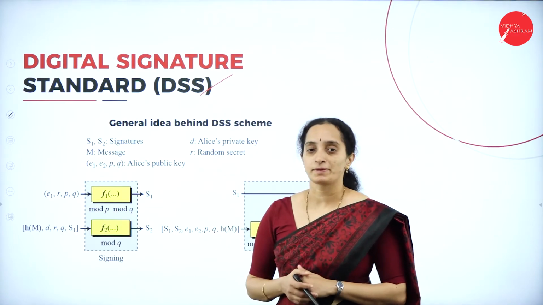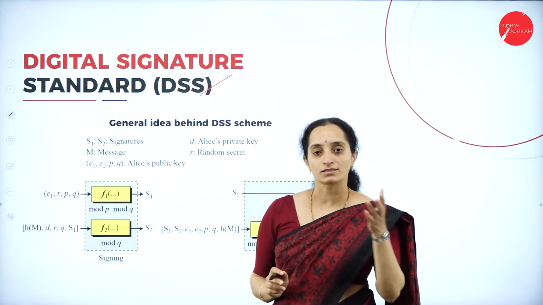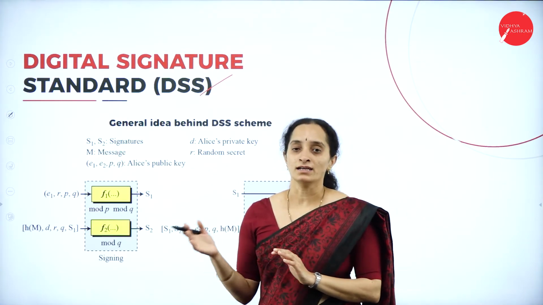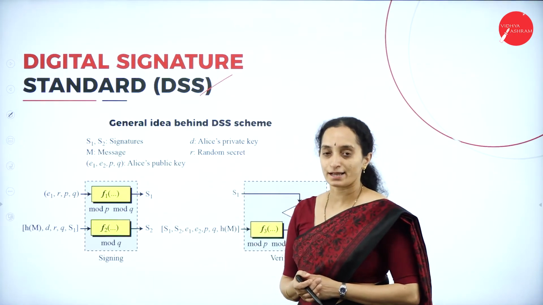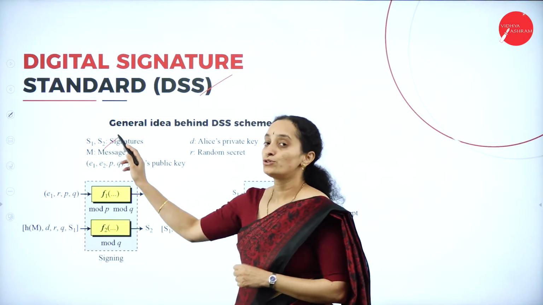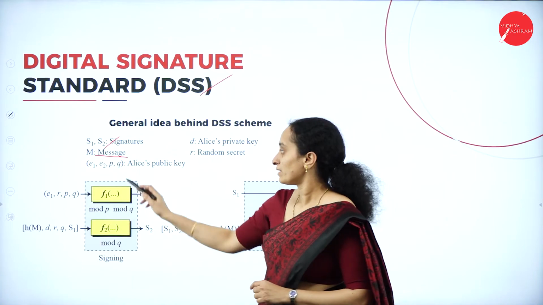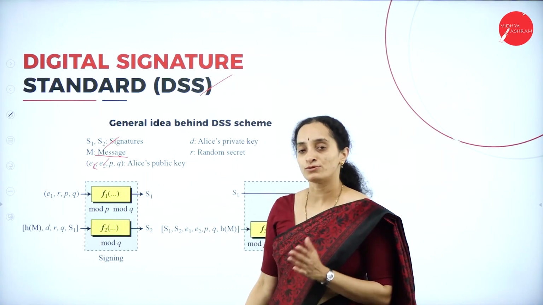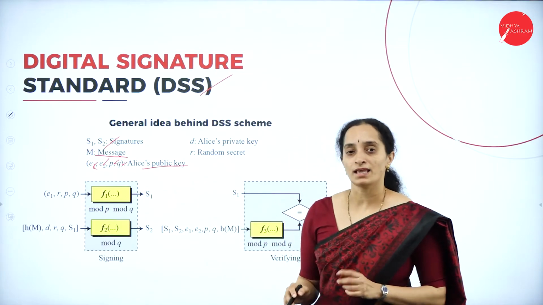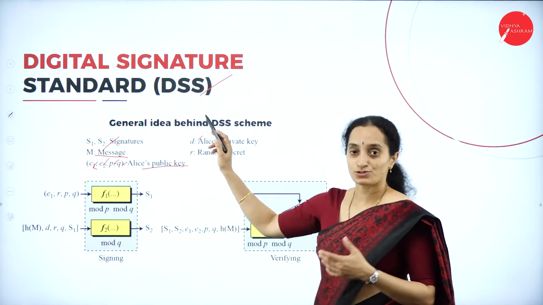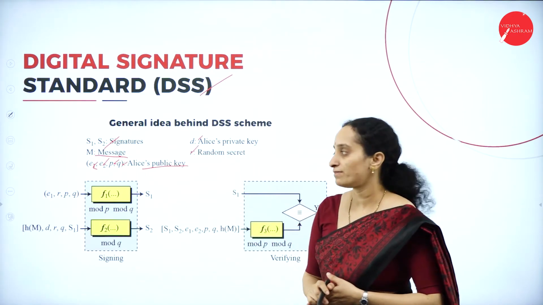The concept behind the DSS is that it combines some concepts of the ElGamal scheme and the Schnorr digital signature scheme. Let's look at the general idea behind this scheme. We have two signatures, S1 and S2, and a message. Here we use two values, P and Q, same as in ElGamal, which form the public key for the sender, and as usual D is the private key and R is the random number we use.